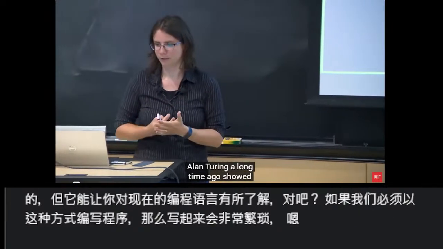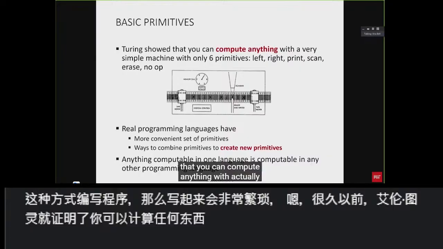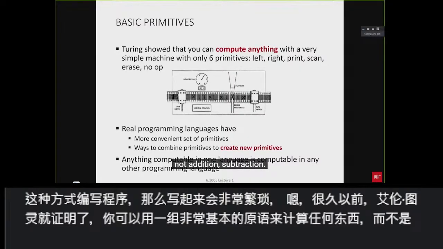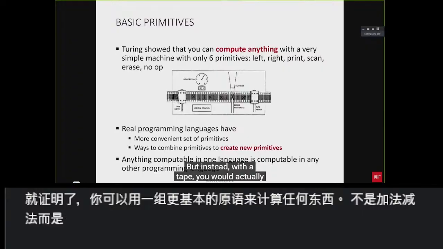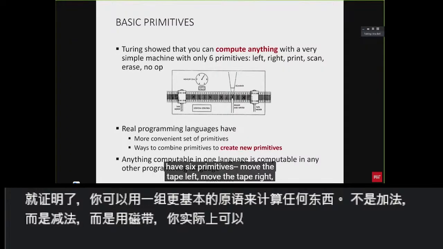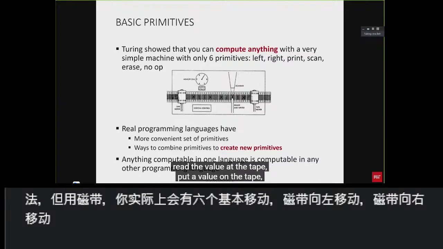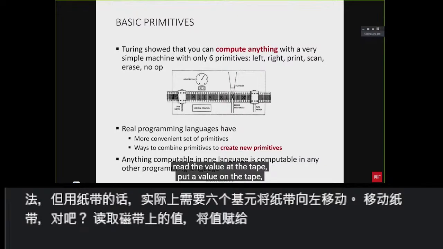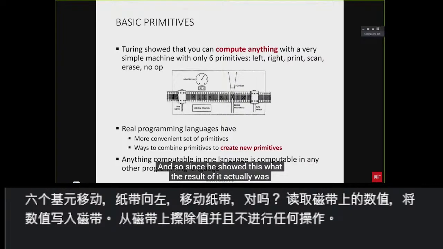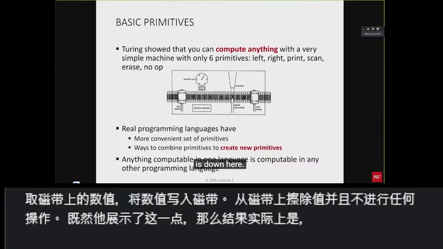Alan Turing a long time ago showed that you can compute anything with an even more basic set of primitives, not addition and subtraction, but instead with a tape. You would have 6 primitives: move the tape left, move the tape right, read the value at the tape, put a value on the tape, erase the value from the tape, and no operation. And so since he showed this, what the result of it actually was is down here.